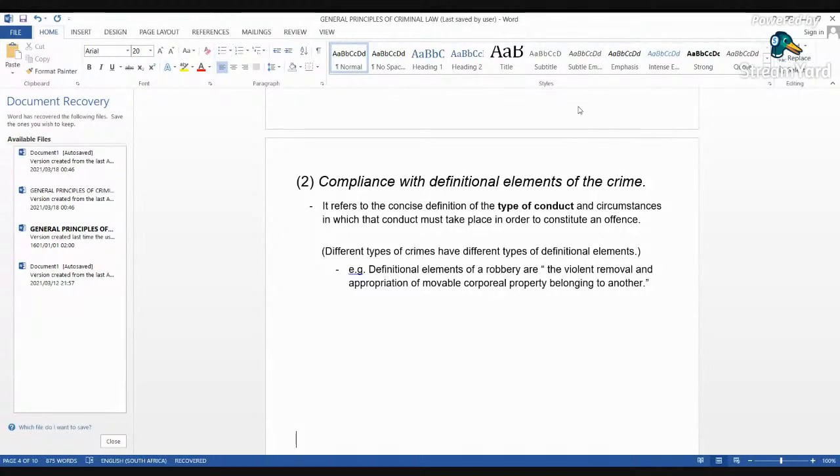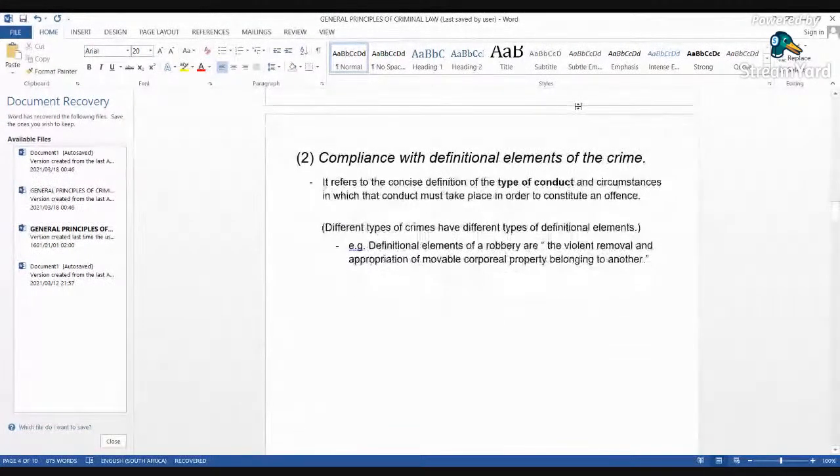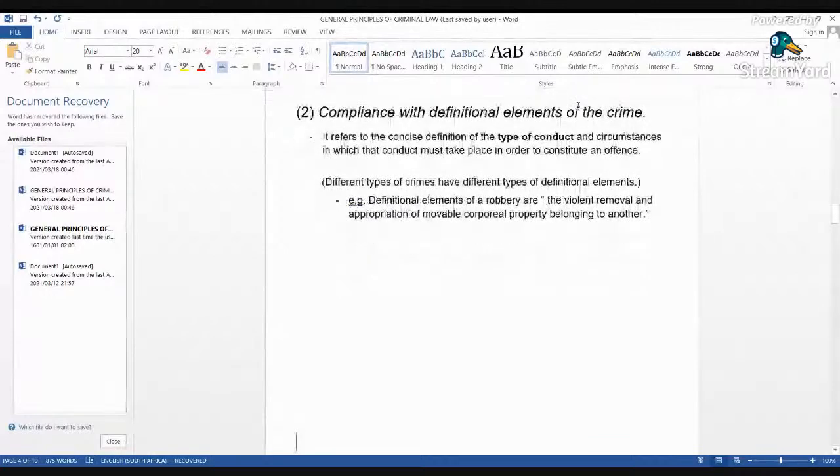So what we mean is that every single crime is made up of different elements that amount to one big crime. Just look out for that. Was there violence? If there's violence, was there appropriation? Was it corporal and movable? Because if it is immovable, like a house, then robbery does not fall in place. So look out for that. And that is compliance with the definitional elements of the crime. Let's move on.